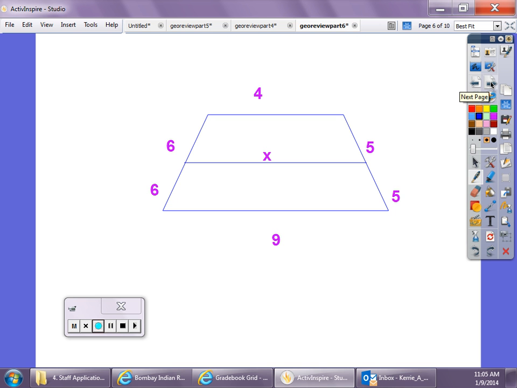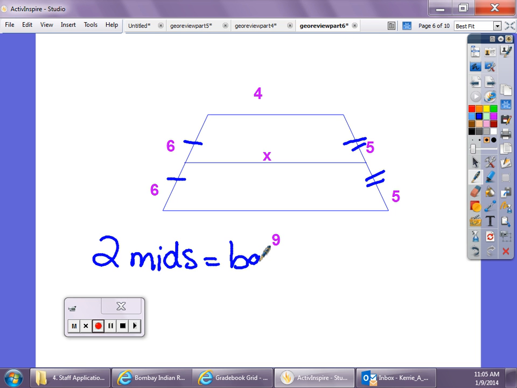All right, now we're doing mid-segment, okay? This is equal to this is equal to this, therefore this line is in the middle. It's a mid-segment. Remember, the mid-segment is equal to half the base, or 2 mids equal a base, okay? So 2 times, what's my mid-segment? X. How many bases do I have? 2, so I need to combine them.